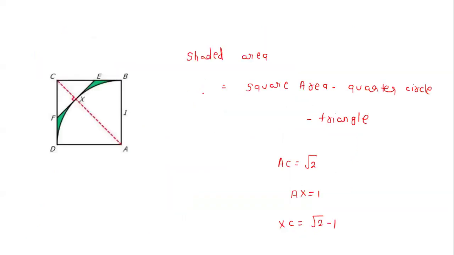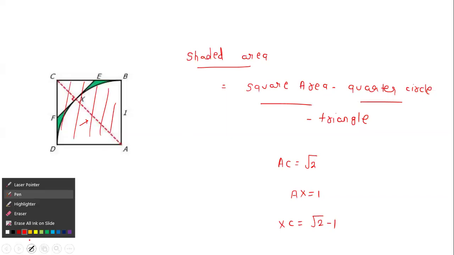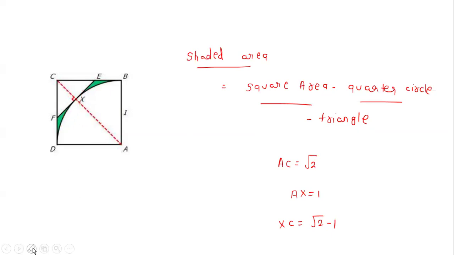So you see this figure, I just drew this diagonal. This is a square, and we can write the shaded area as the square area, which is the whole area of ABCD, minus the quarter circle. The quarter circle is only this area, and thereafter I am subtracting the triangle area. So the triangle area is this area. Square area minus quarter circle area minus triangle area is equal to this green shaded area.